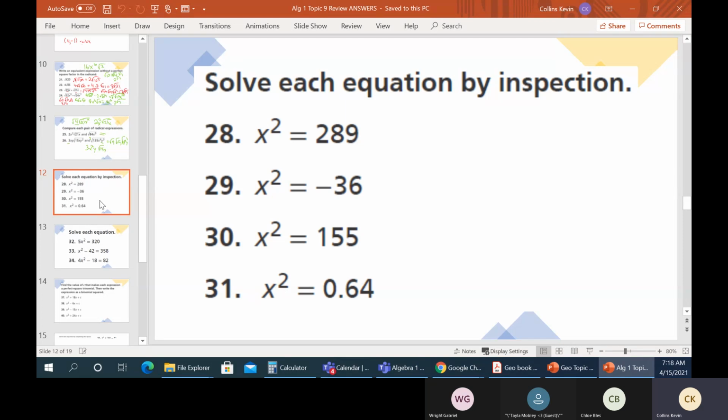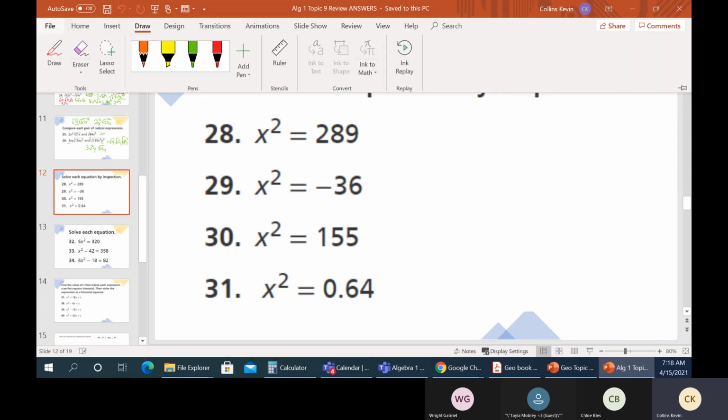Okay, so this says solve each equation by inspection. Well, that pretty much means that all we need to do is take the square root of both sides. So remember this, when you take the square root of a number, there's going to be a plus version and a minus version, right? With x squareds, typically you're going to get two answers. So again, all we're going to do is take the square root of both sides here.